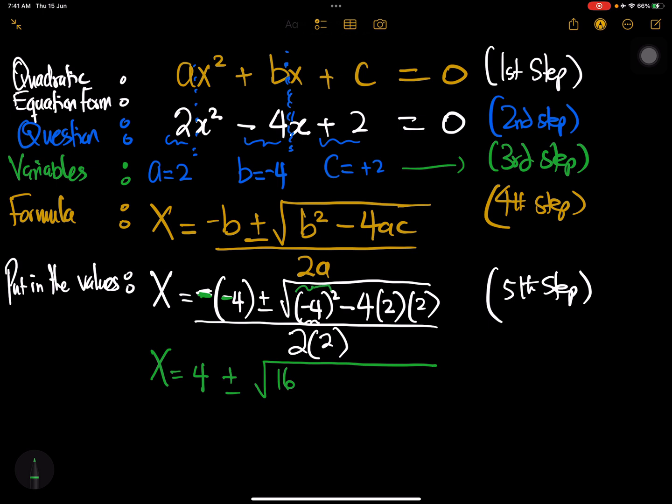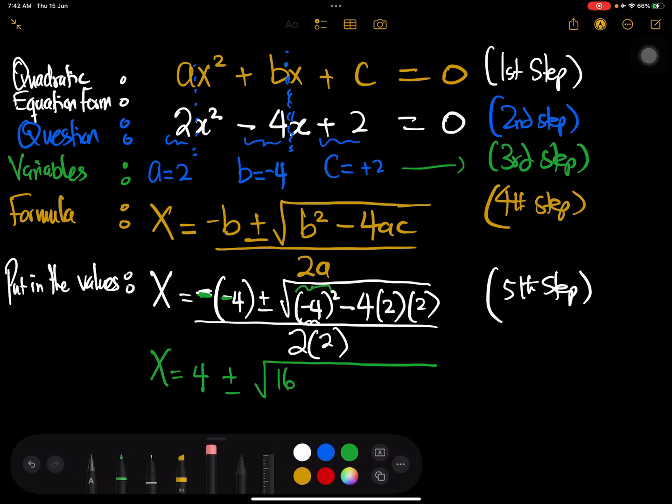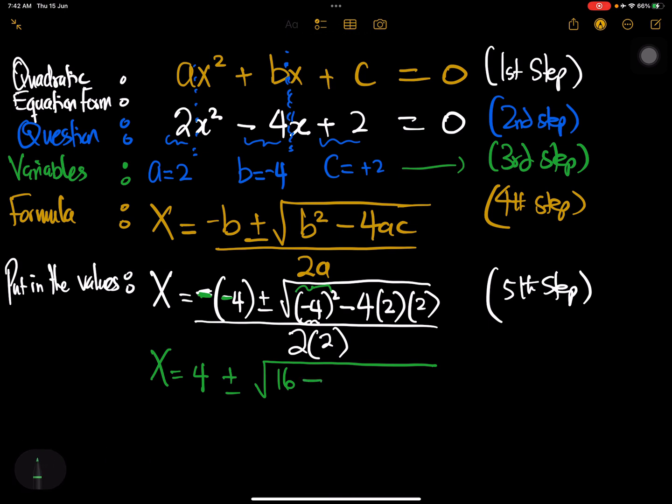The square of negative 4. If you have negative 4 squared, what it means is the same as negative 4 multiplied by another negative 4. Remember, the 4 and 4 will give you 16. The negative multiplied by negative gives you positive. So that's why we're getting a positive 16 right there. And then we're going to have minus the 4 times 2 times 2, which is 16. So we get another 16 in here. All divided by 2 times 2, which is 4.